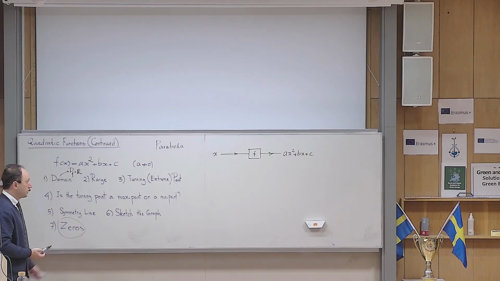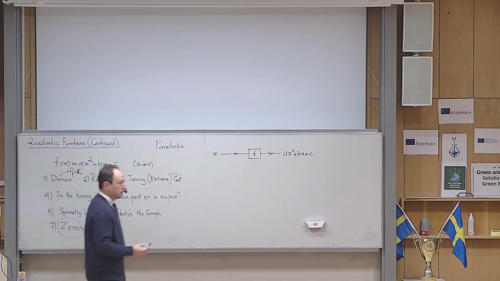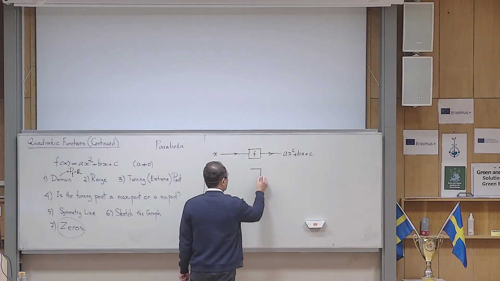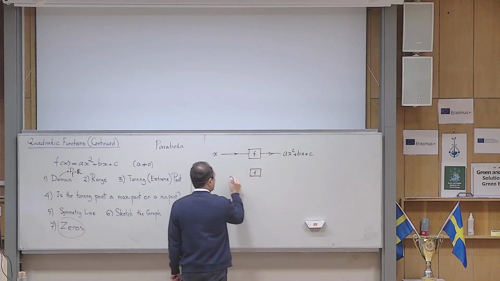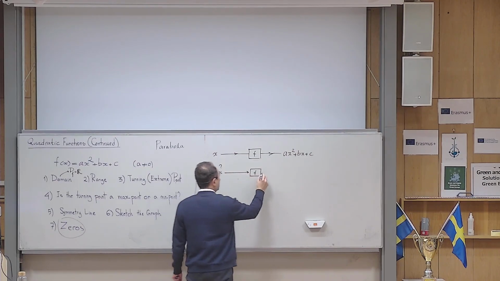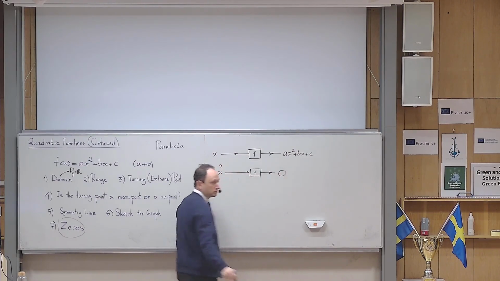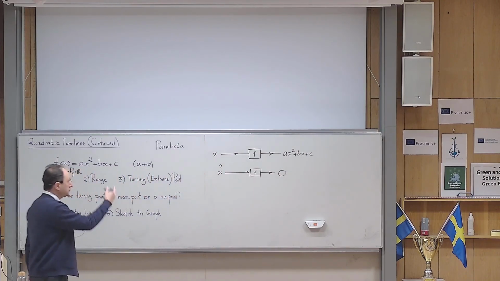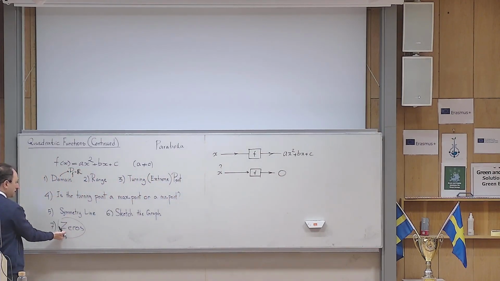If I want to find the zeros, what do I mean? Finding zeros means you have to imagine like this. The question is, what should I send in so that the output is 0? If you find those x's, they are called the zeros of your function.